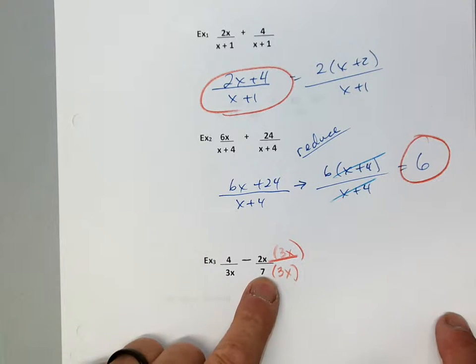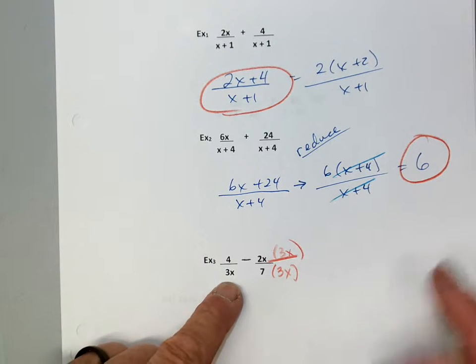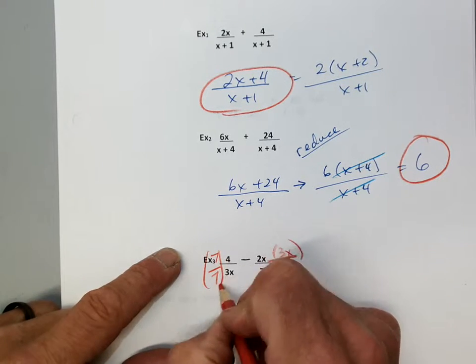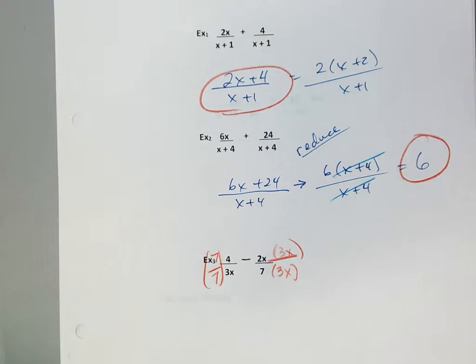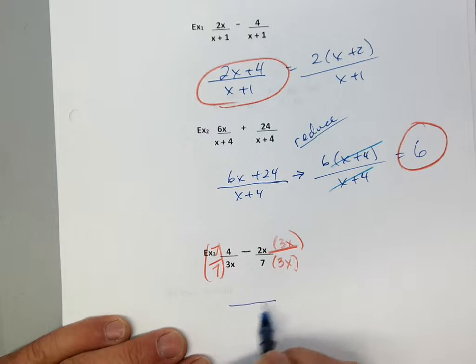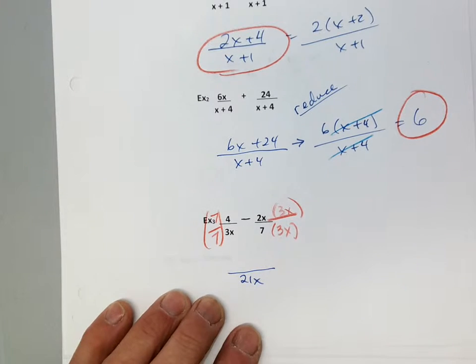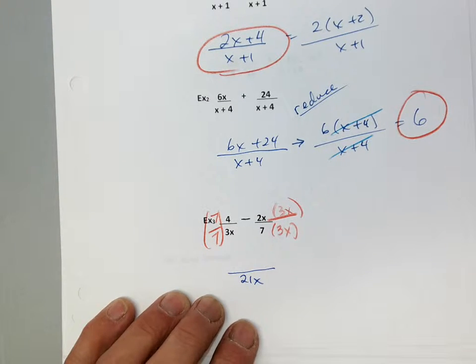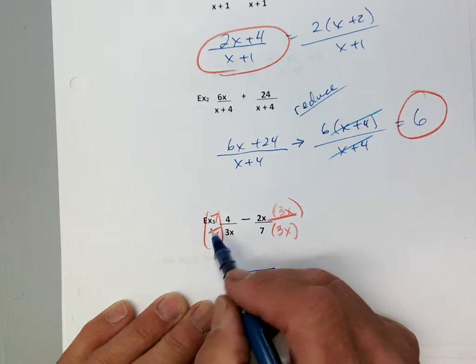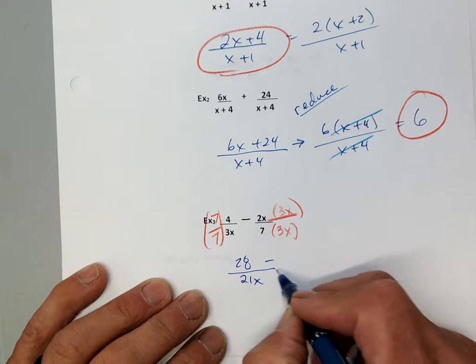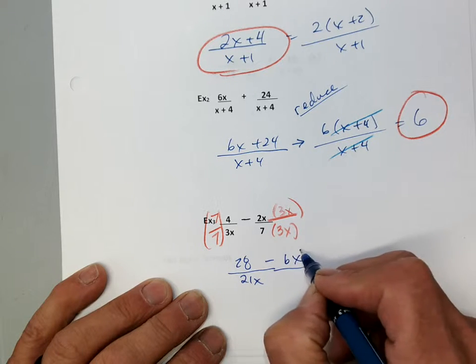Okay, and the same thing here. What does this one have that this one doesn't? The 7. So we multiply this one by 7 over 7. Again, you're multiplying by 1. So it doesn't change the value of the term. So, okay, let's see what I've got. So then, my common denominator is a 21x, right? Does it seem easy so far? Okay, not bad. Up above in the numerators, I'll have a 28 minus a 6x squared.